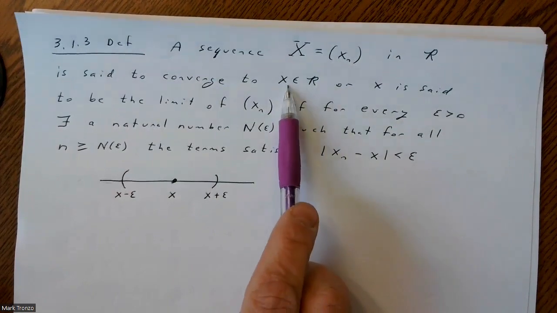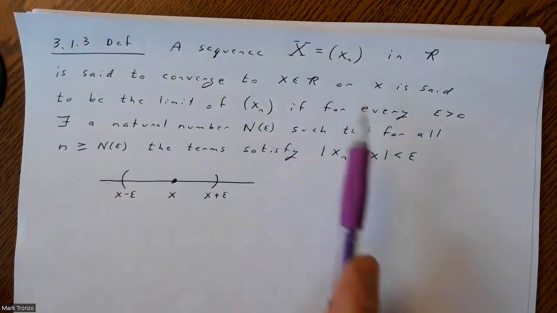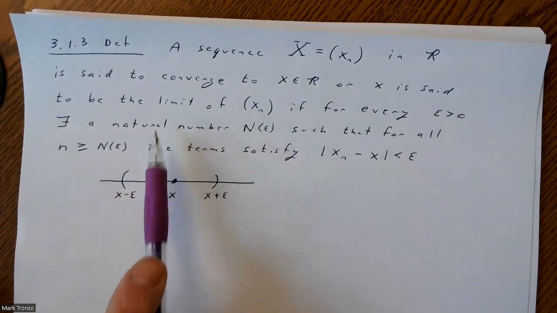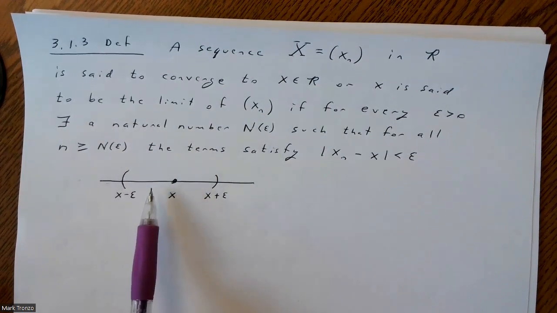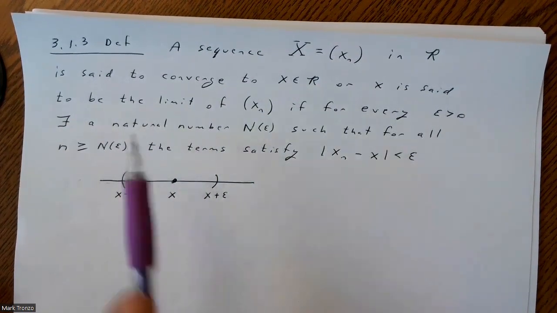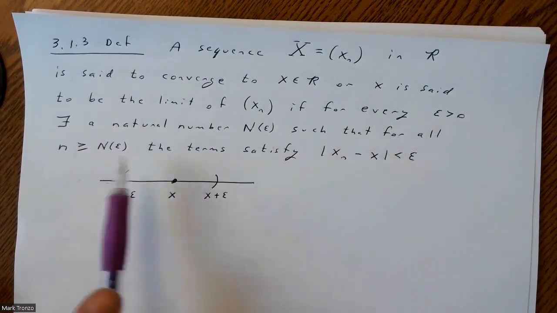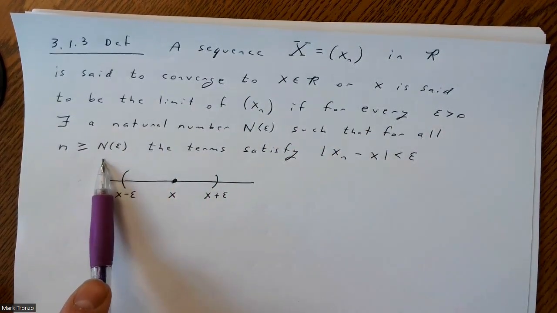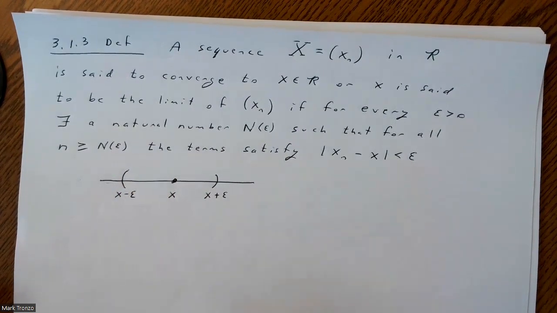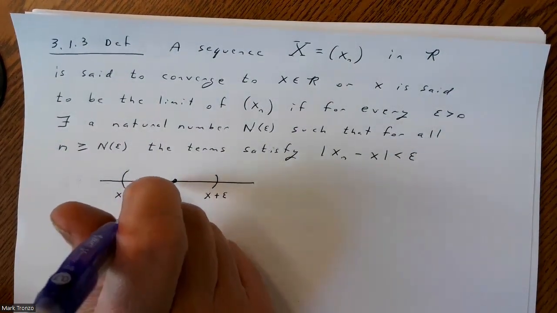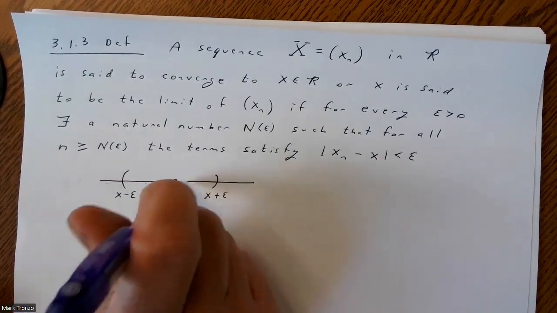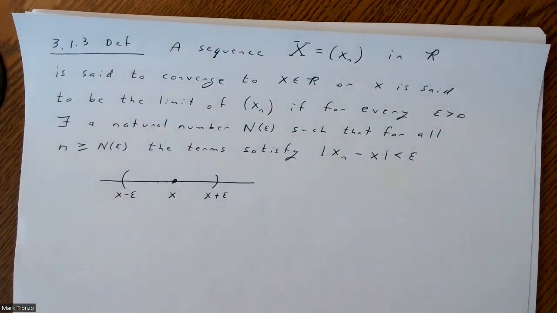So if it truly converges to that x, then there'll be a point in your sequence that, first of all, okay, pick your epsilon, whatever it is, then you can always find the natural number n so that all the members of that sequence beyond that n will all fall within that small neighborhood. Does that make sense to everyone? That's kind of the formal definition of the limit.